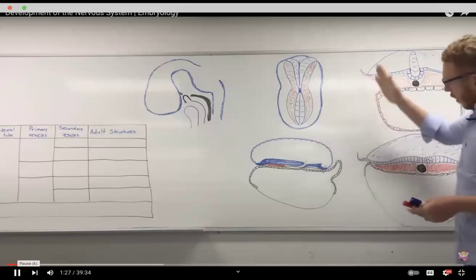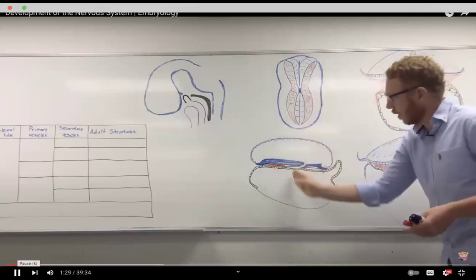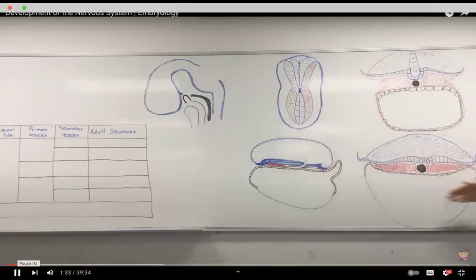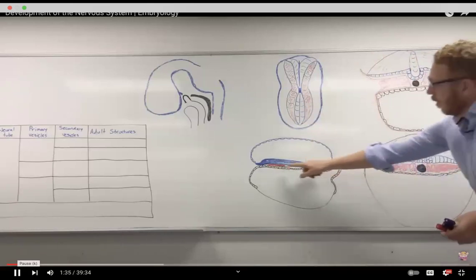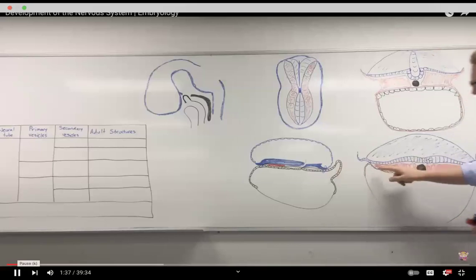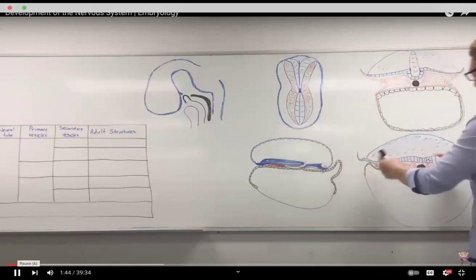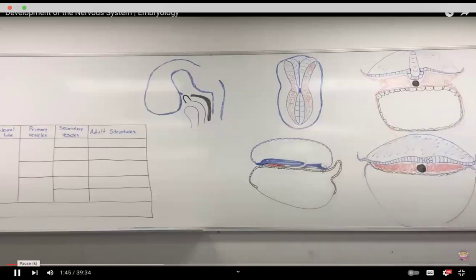Now, this is cutting through in a cross section, and if you were then to fold it back and look down, that's the view we've got here. So we've got the endoderm underneath, going down to the yolk sac, and then the ectoderm reflecting up like so into the amniotic cavity. Is that okay?